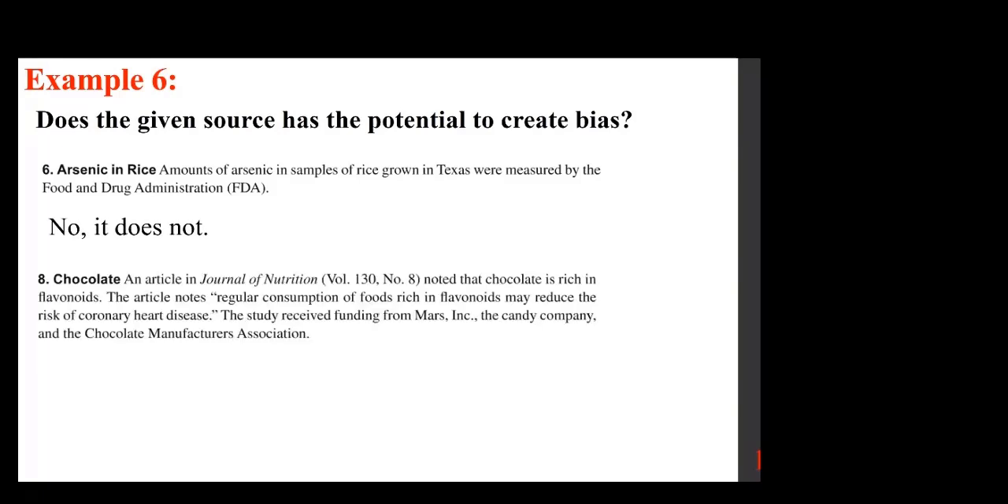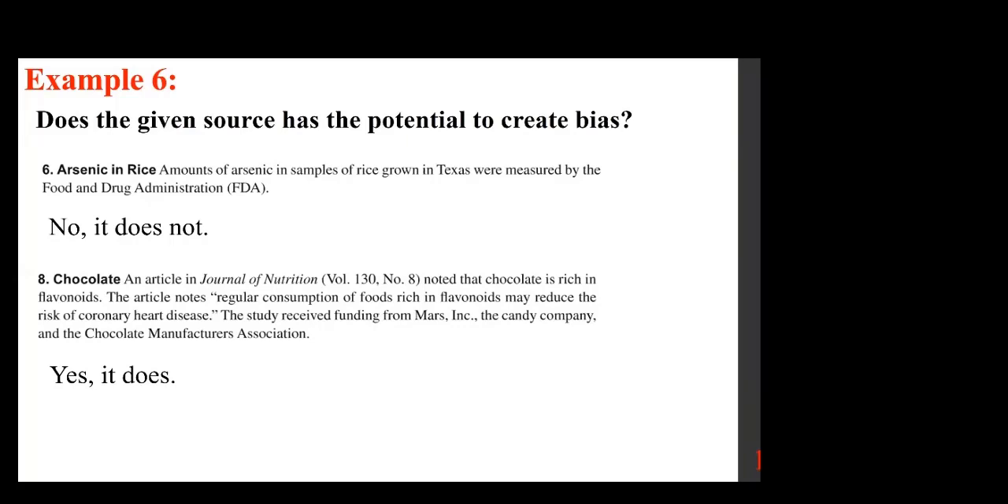FDA? Yes. An article in Journal of Nutrition, volume 130, number 8, noted that chocolate is rich in flavonoids. The article notes regular consumption of foods rich in flavonoids may reduce the risk of coronary heart disease. The study received funding from Mars Incorporated, the candy company, and the Chocolate Manufacturers Association. So what do you think?